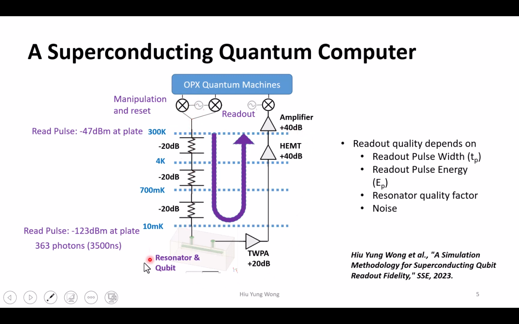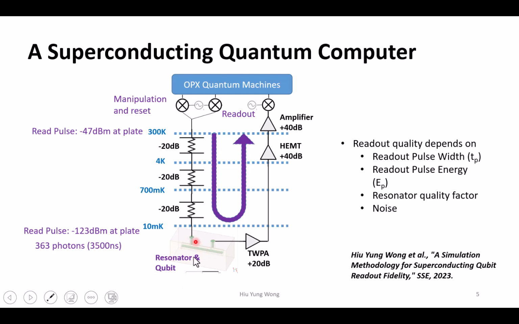So this is the dilution refrigerator setup. This controller is at 300 Kelvin. And first, it will go through attenuation in order to reduce the noise. So you will have a large signal, because you know that it's going to diminish as you go down, right? But at the same time, the thermal noise at room temperature will keep going down. And then you have a few stages. Go to 700 millikelvin, 10 millikelvin, and eventually reach what you can call the quantum computer.